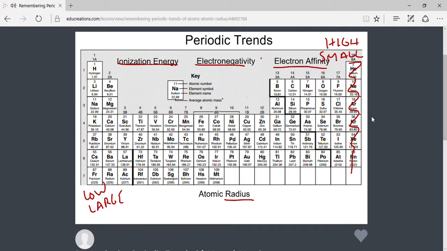One other trend that we have not mentioned yet would relate to the reactivity of metals compared to other metals and nonmetals compared to other nonmetals. In general, these two corners, francium and fluorine, reveal the most reactive of the metallic elements and the most reactive of the nonmetallic elements.